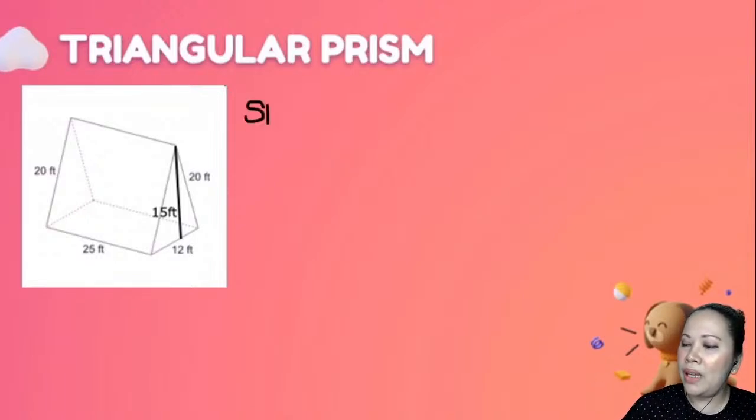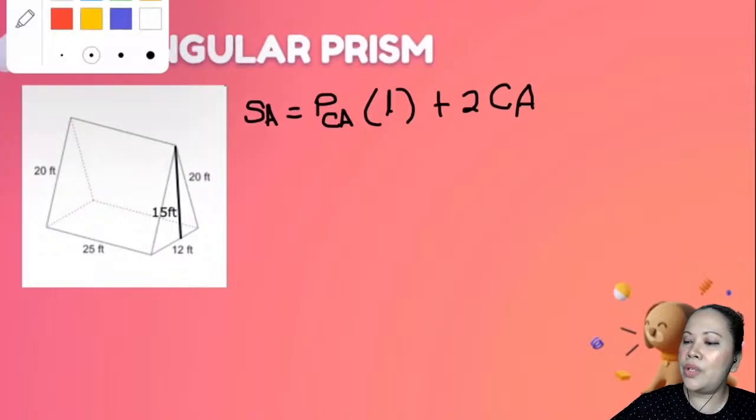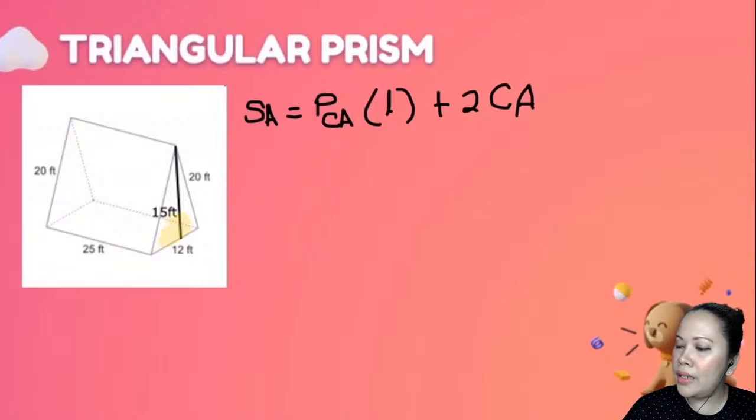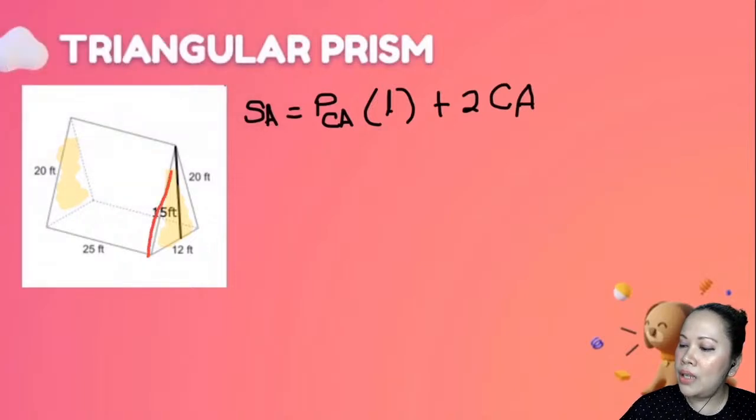Surface area would be equal to the perimeter of our cross-sectional area times the length, plus twice our cross-sectional area. Our cross-sectional area here is the triangle here and the triangle here. That's the same. So then we find the perimeter of our triangle, which is this, this, and this.